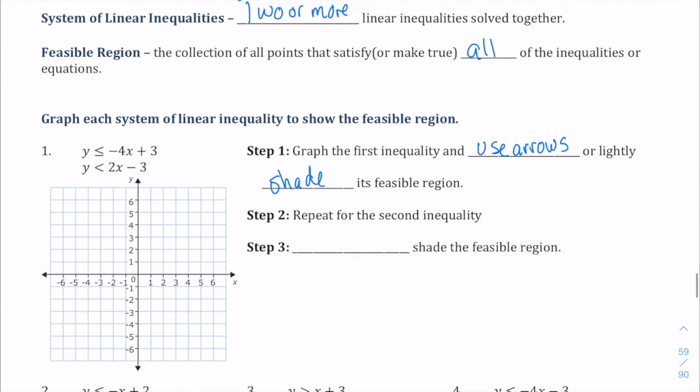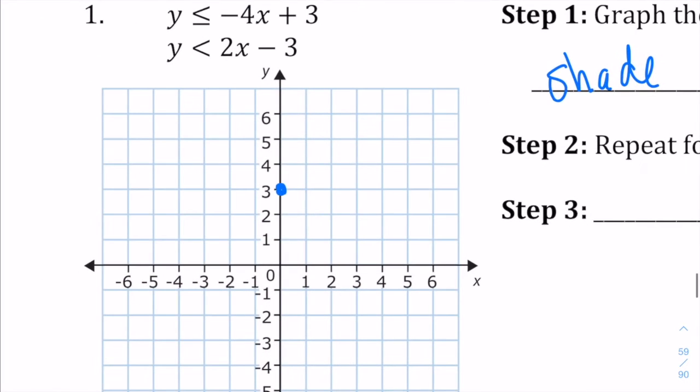All right, so start with the y-intercept at 3. I'm going to zoom in here a little bit, and we're going to go down 4 and over 1, down 4 and over 1. I can go up 4 and over 1 here as well. Because it is a less than or equal to, we're connecting with a solid line.